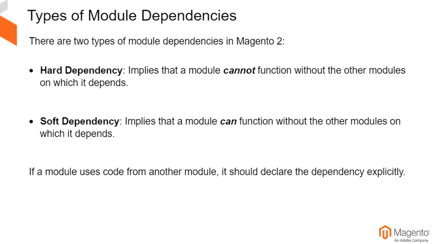Soft dependencies: the module is able to function without the other modules on which it depends. Examples of soft dependencies include: the module directly checks another module's availability, the module extends another module's configuration, the module extends another module's layout.